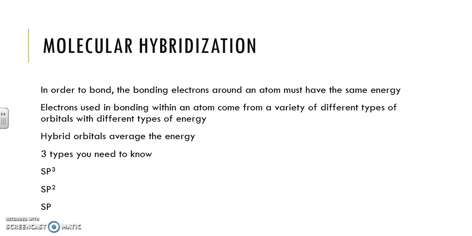And there are three basic types that you need to know, although there are more out there. The basic types that you're going to need to know are sp3, sp2, and sp. So basically, sp3 is a hybrid orbital made of one s and three p orbitals mishmashed together. The sp2 is made of one s and two p orbitals, and sp is made of one s and one p orbital.